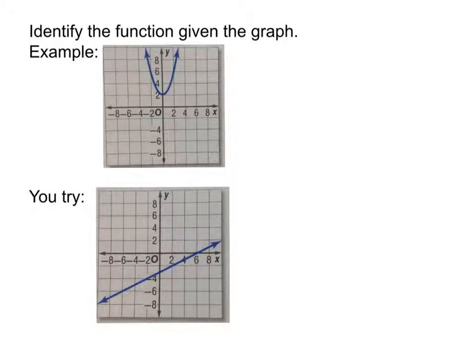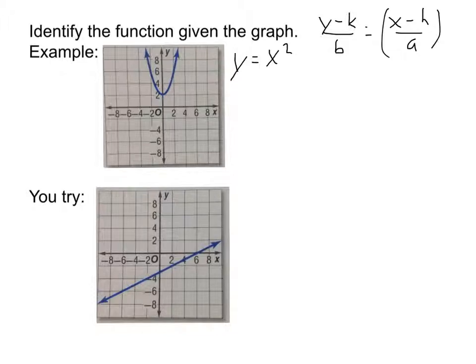Okay, hopefully right off the bat you can look at this first graph and identify that it is a parabola, meaning that the parent function has to be y equals x squared. But if we look a little bit closer, we can see this is not going through 0, 0, so this has shifted up 2. So that means we're going to our y minus k over b equals x minus h over a. Since the parent function is x squared, we're just going to square that.